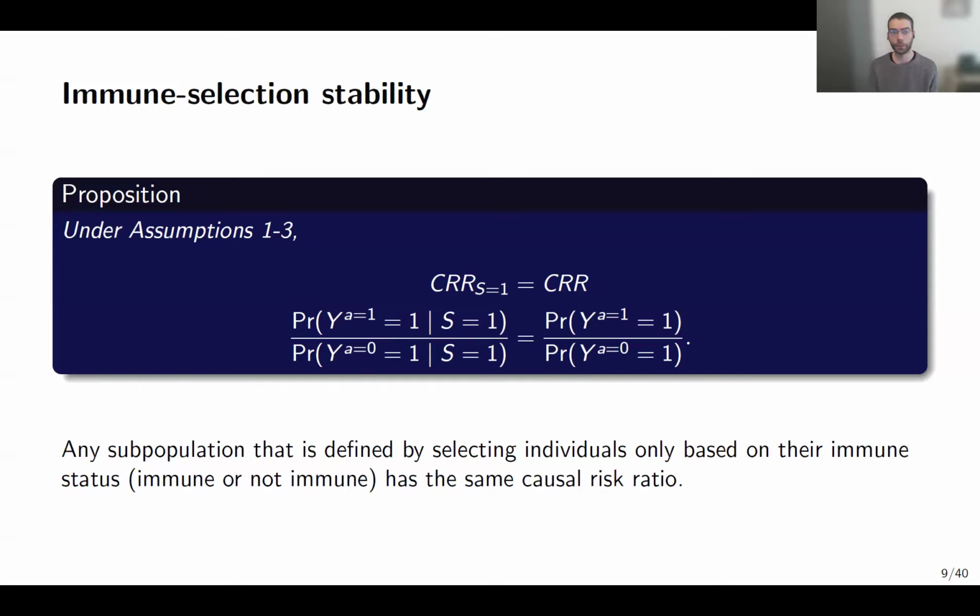So this is a property that we named immune selection stability. So what this means again is that if you select based on the immune status only, then the causal risk ratio will be stable.